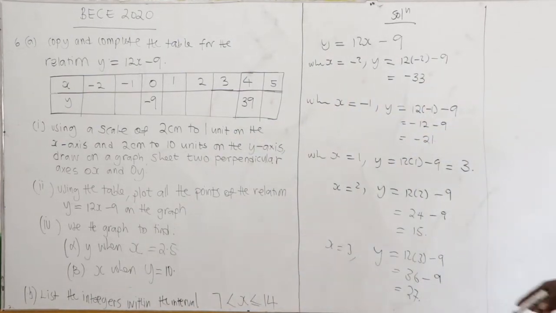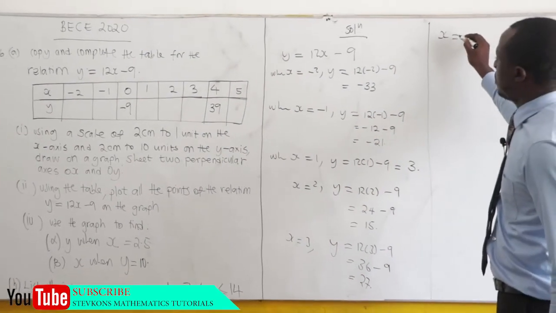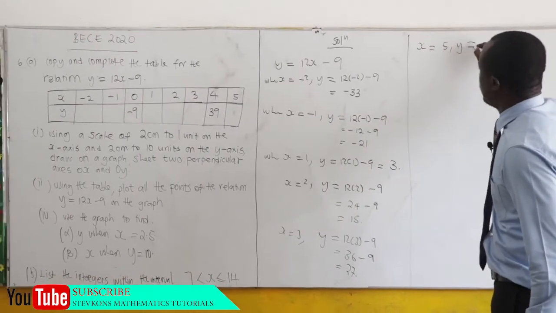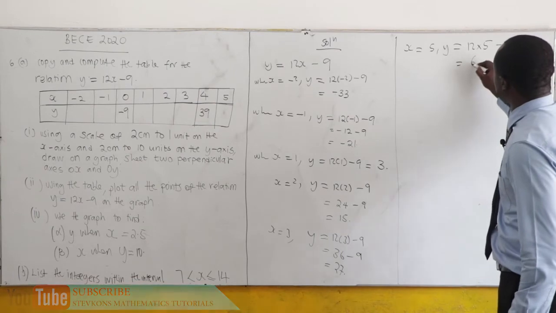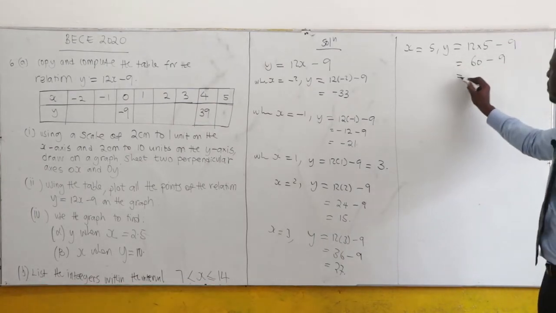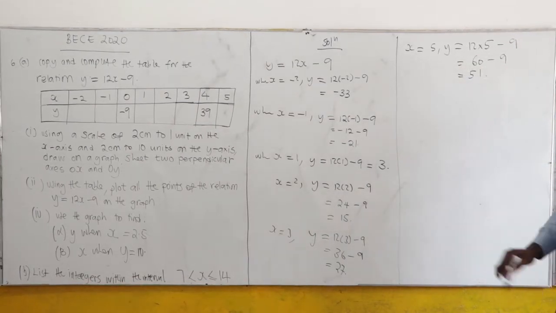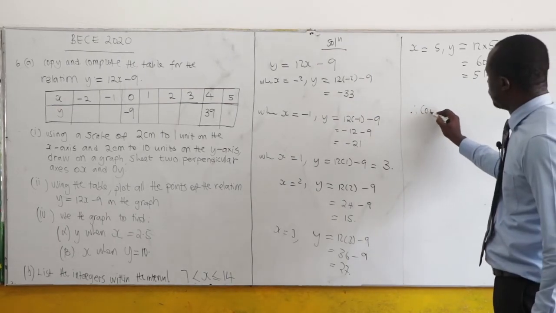Now, when x is 5, what is y? So y will be 12 times 5 minus 9. And this is 60 minus 9, and this is just 51. Hence, the completed table.